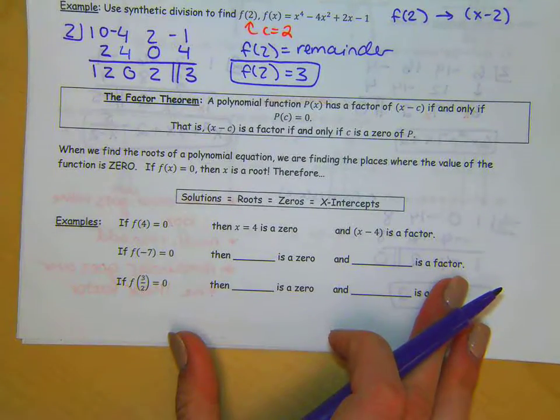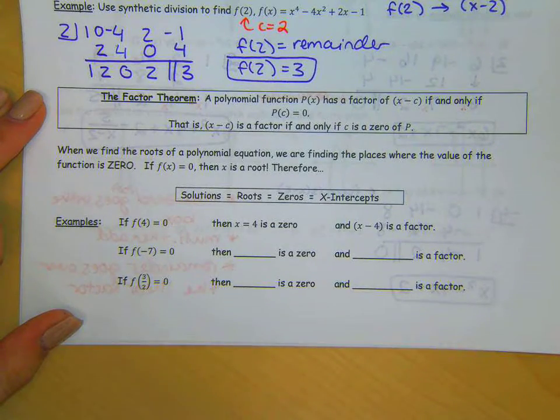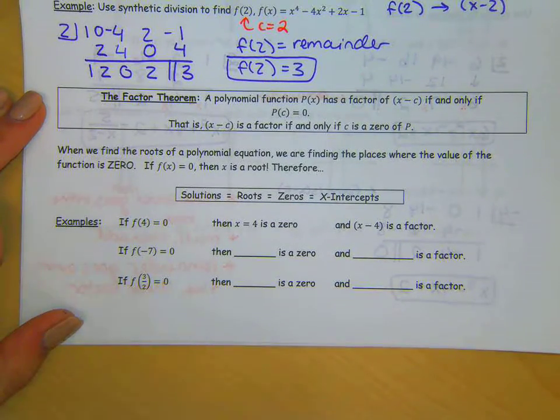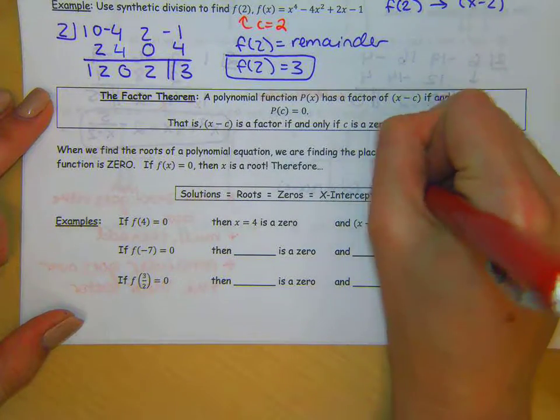So when we find zeros or roots of a polynomial equation, we're finding the places where the value of the function is actually 0. So we can think about that as solutions, roots, zeros, x-intercepts. These are all the same thing. So I'll add a note here. These all mean the same thing.